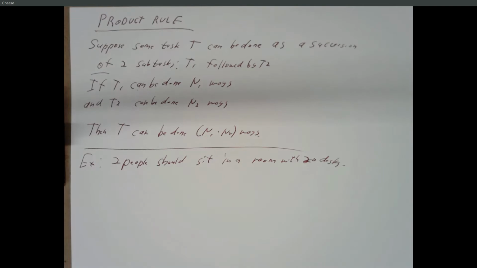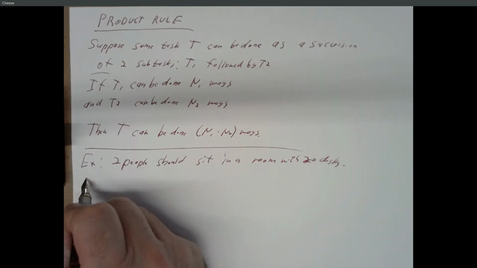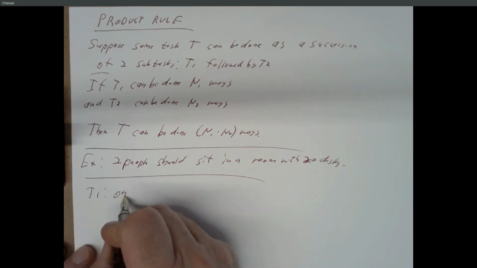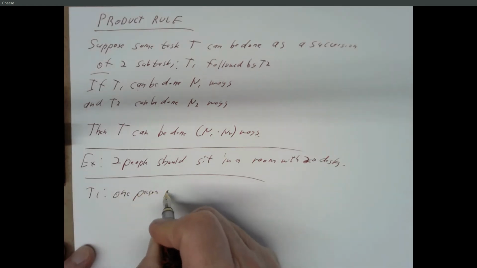So our task T is having 2 people go into a room and sit down. And we're going to break it into 2 subtasks. Task T1 is the task of having 1 person go into the room and take a seat. And then after they've done that, we're going to do task T2, which is having the 2nd person go into the room and take a seat. And if we can figure out how many ways each of those smaller tasks can be done, we can multiply those, find how many ways the original task can be done. So T1, 1 person picks a seat.